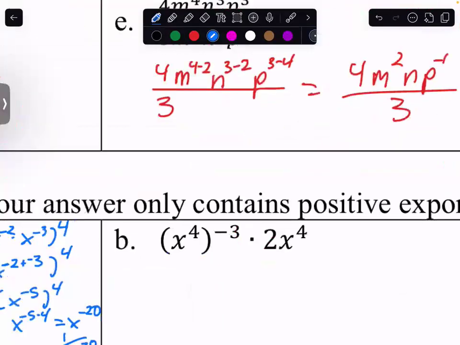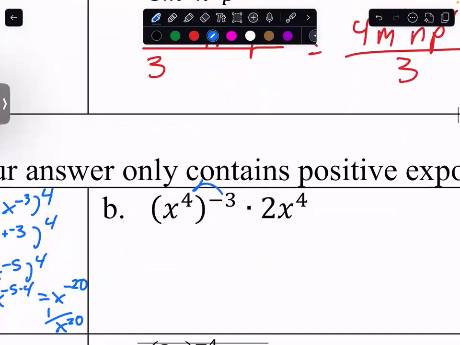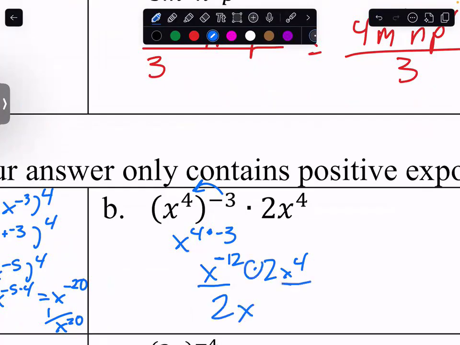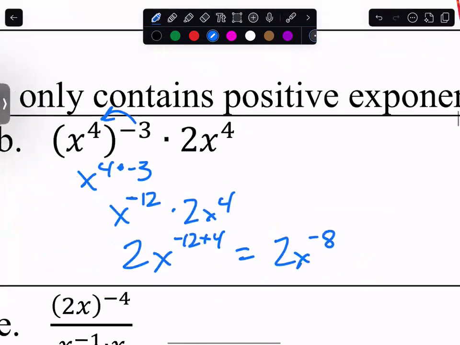So letter B of this section, the 4 times -3 would become a new exponent of -12. The 2 has no other coefficient to affect it, so the 2 stays. But now when you multiply these x terms, you add their exponents, excuse me. And since we have a negative exponent, we need to move that into the denominator. So the 2 does not move with it. The 2 is not affected, only the x.